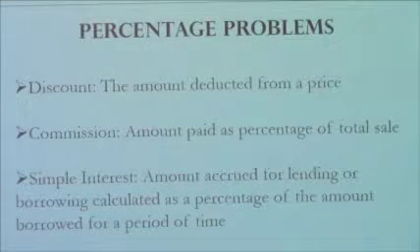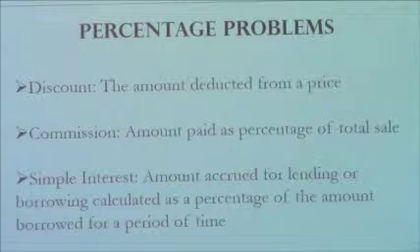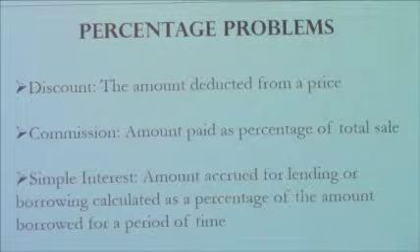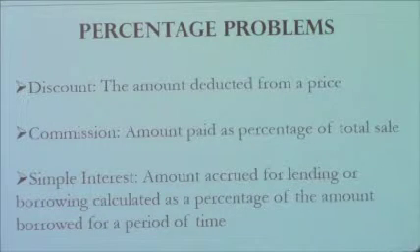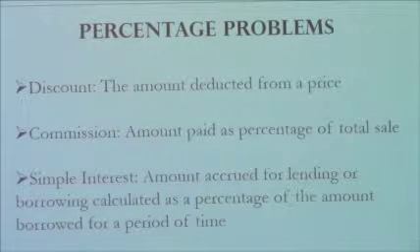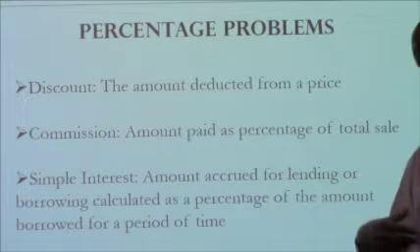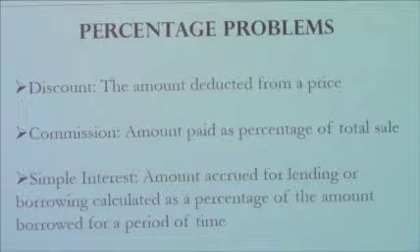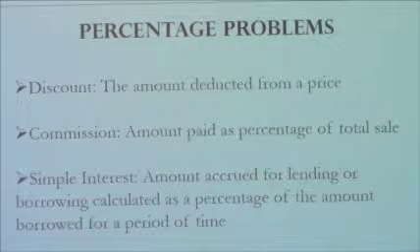Then we have discount. So let's get the definition. Discount is the amount that you deduct from the price of an item when it's on sale. We have commission. Commission is the percentage of the amount paid based on the percentage of the total sale. Interest is the amount you gain or the amount you pay on an investment or on the money that you borrow.